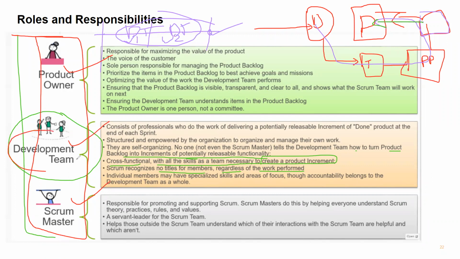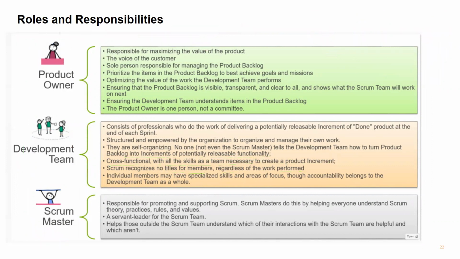Who will be part of the development team? All the developers, testers and DevOps team. It is a cross-functional team, with all the functional skills. Any skill which is required to deliver or complete the product increment will be part of the development team. Individual members may have specialized skills and areas of focus, though capability belongs to the development team as a whole. Accountability belongs to the development team as a whole.